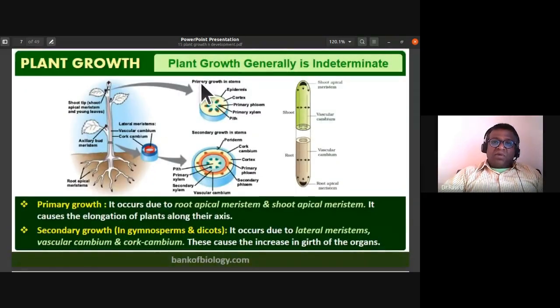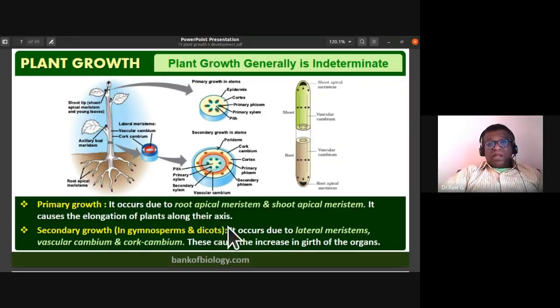Fine. The next part, what we are going to see, is that plant growth is generally indeterminate. So we know about that. There are two types of growth. Primary growth occurs due to the root apical meristem and shoot apical meristem. So it causes the elongation of the plant. You can notice the elongation of plants along their axis, the primary growth, an increase in their length. That is going to happen because of primary growth, majorly because of the activity of root apical meristem and shoot apical meristem.